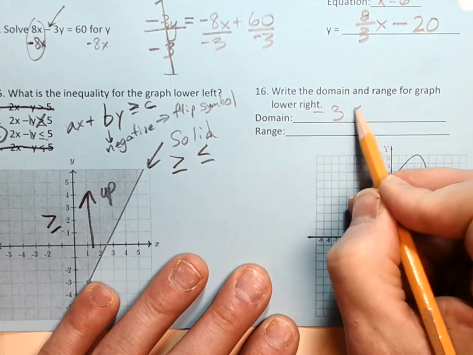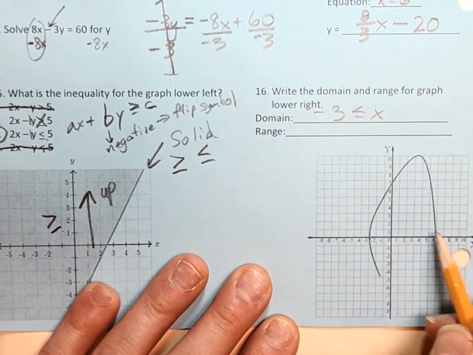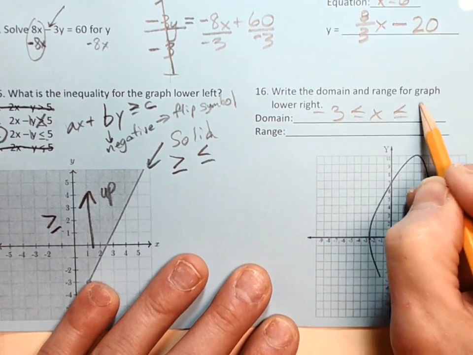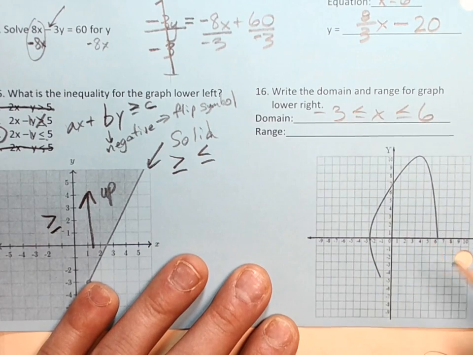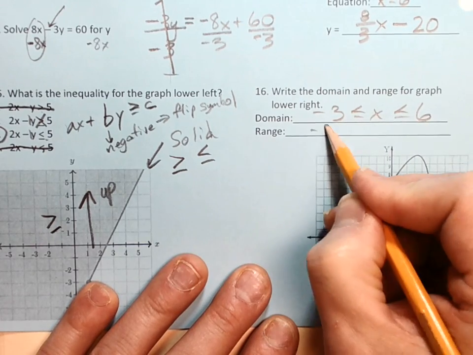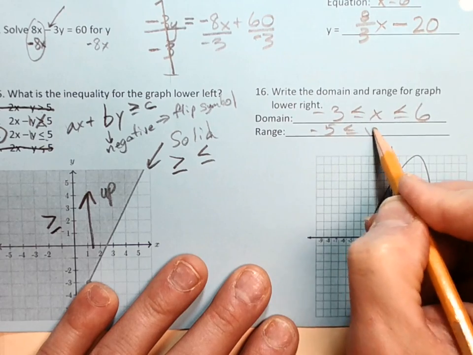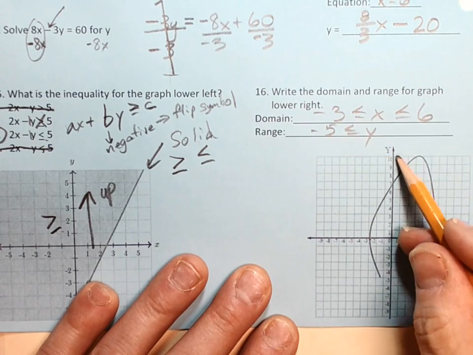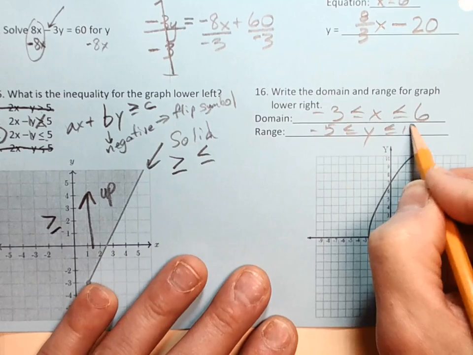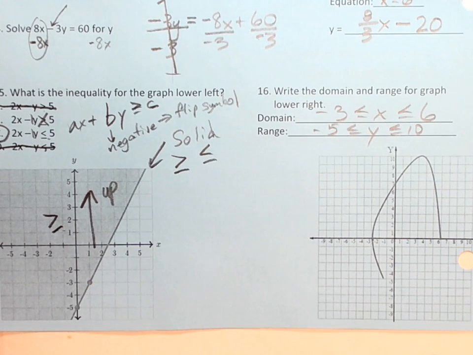Alright, last one, domain. From the left, far left is a -3. It is touching. Far right is 6. It is touching. From the left to the right. From the bottom, -5. It is touching. To the top is 10. Expect these questions on your test.